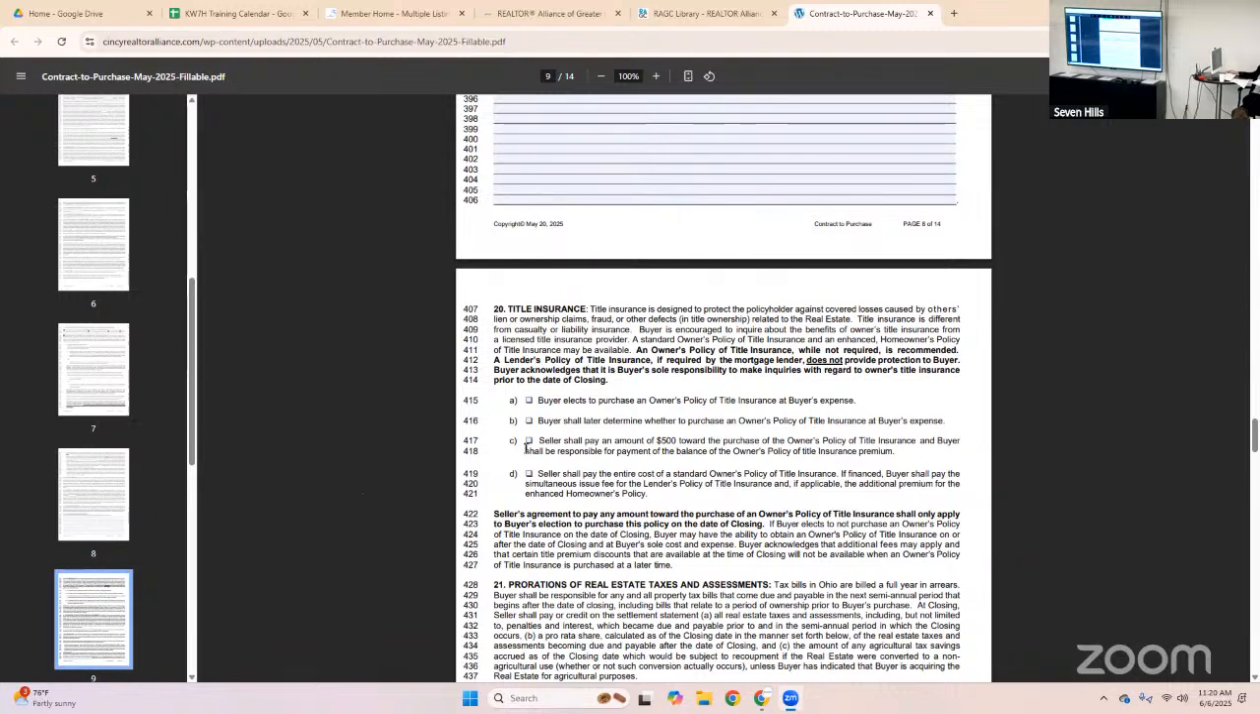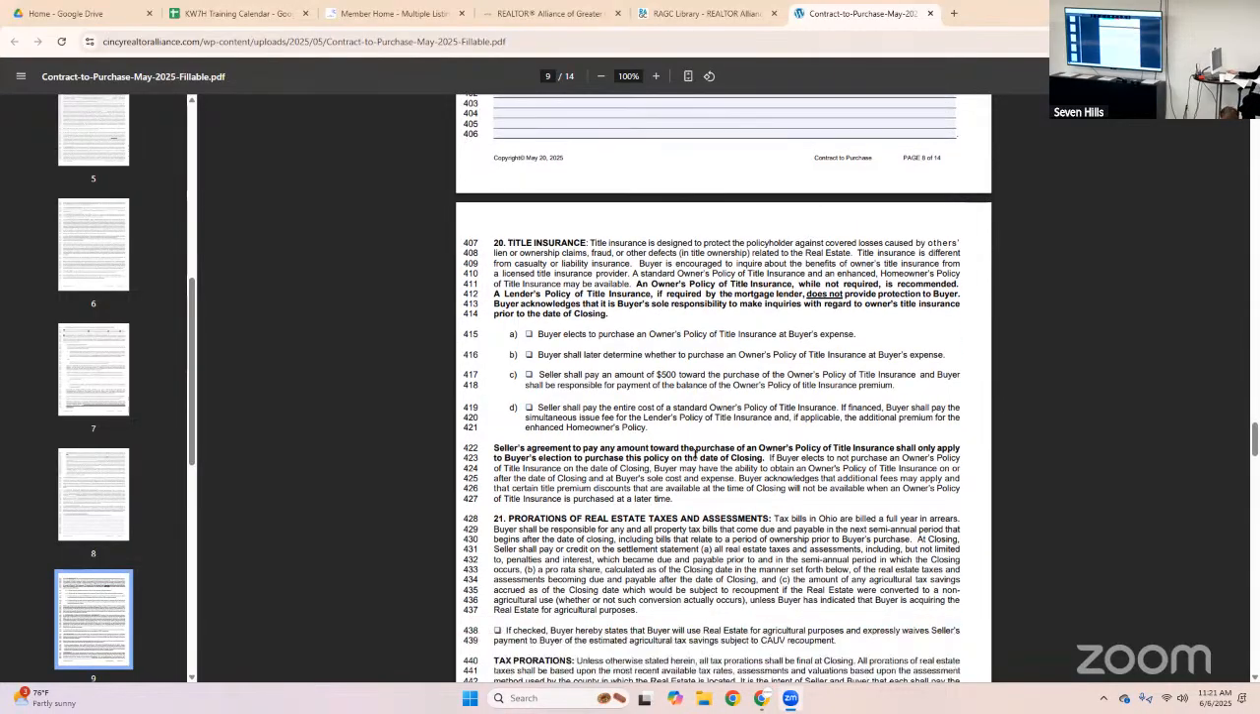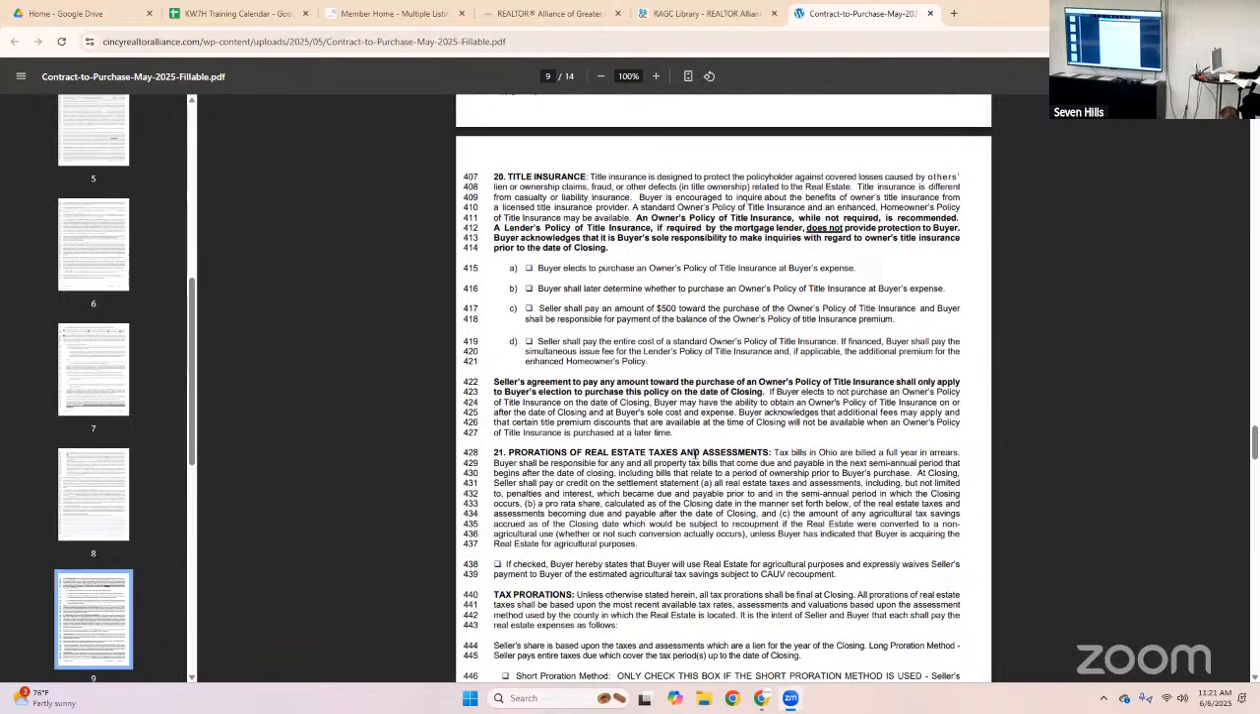See, they don't even give them that option here. What they say is they elect to purchase it on their own, at their own expense. They shall later determine, or they shall pay an amount. Seller shall pay 500, or seller shall pay all of it. So they don't even give them the chance to say they elect not to buy title, which is interesting because that's also their option. In which case they say they don't want it, then I would mark B and say, you really need to talk to somebody first.